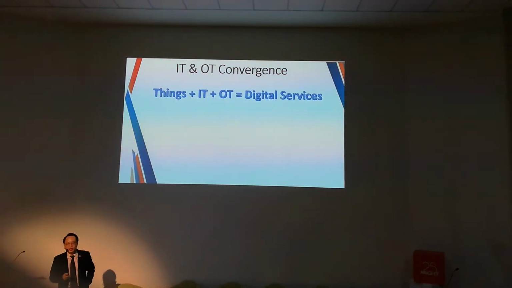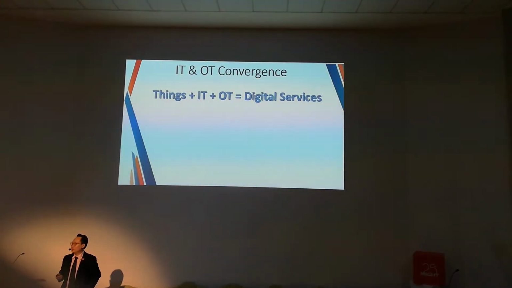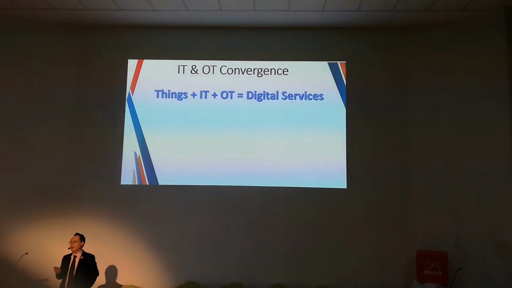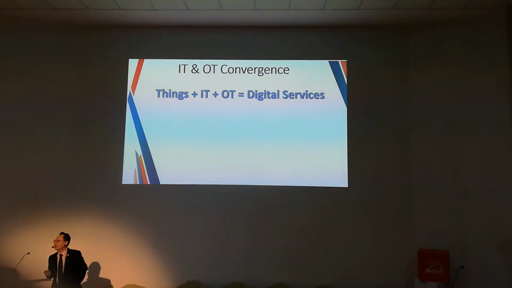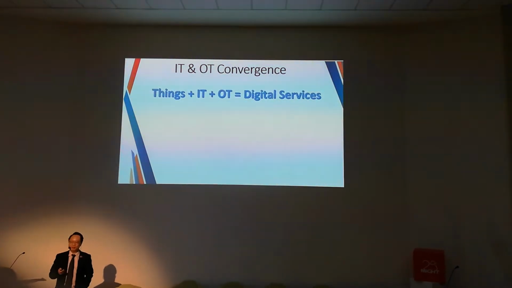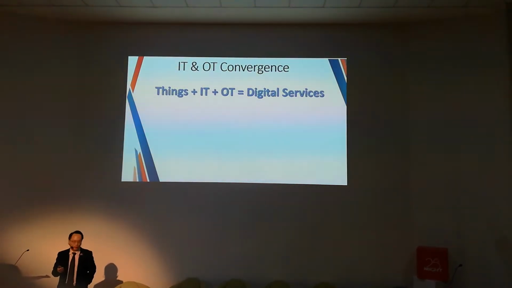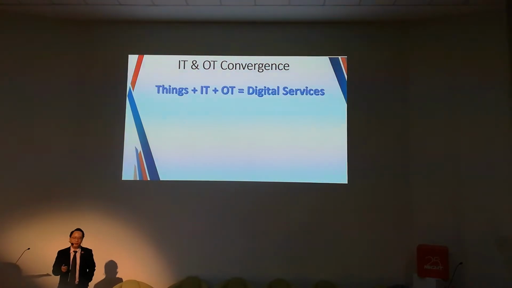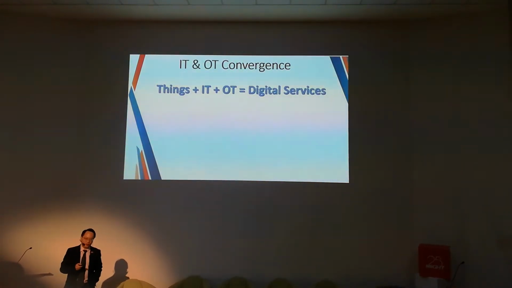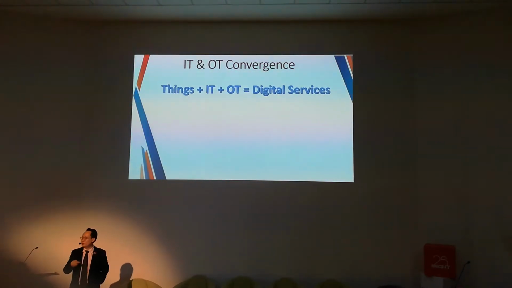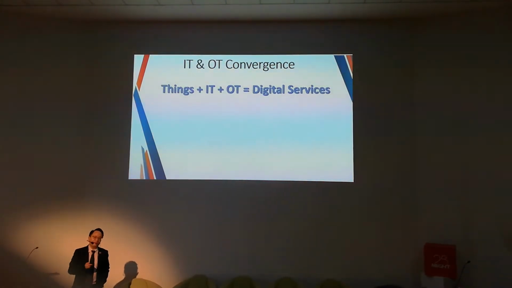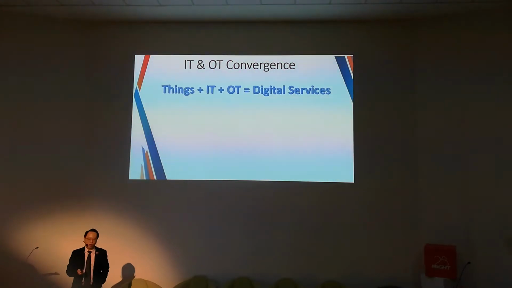So in a nutshell, IoT is not new. The term Internet of Things actually was coined by Sir Kevin Ashton in 1999. The term actually came out close to 20 years ago. So basically IoT is a combination of existing technology, which is IT or ICT, and OT, which is operation technology, and you embed this to an object or a thing.